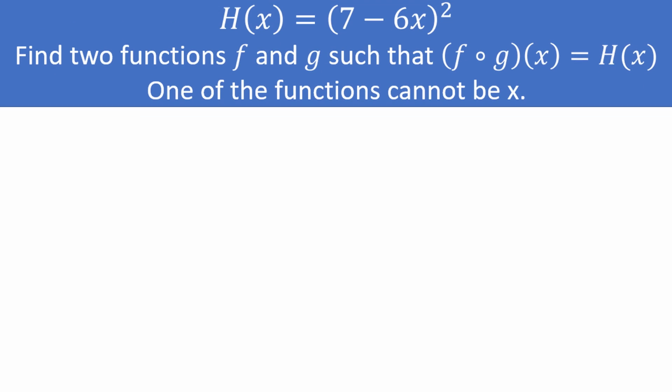Let's say that we already have the function h of x is equal to 7 minus 6x, squared, which is the composition of two functions. We want to find two functions f and g such that f of g of x is equal to h of x, and one of the functions cannot be the identity function x.